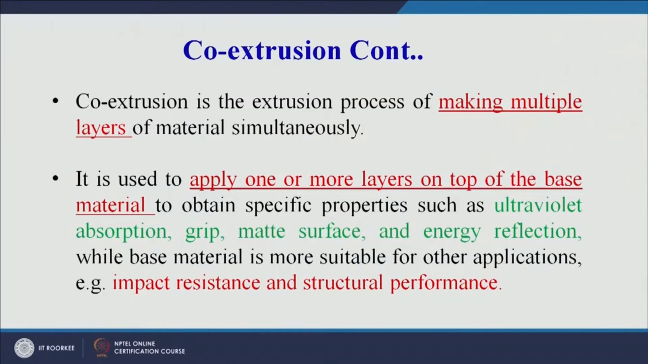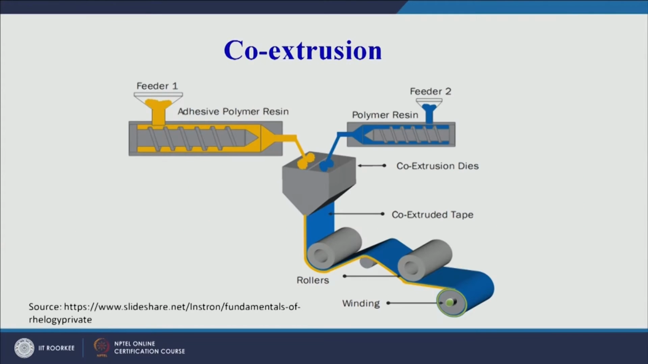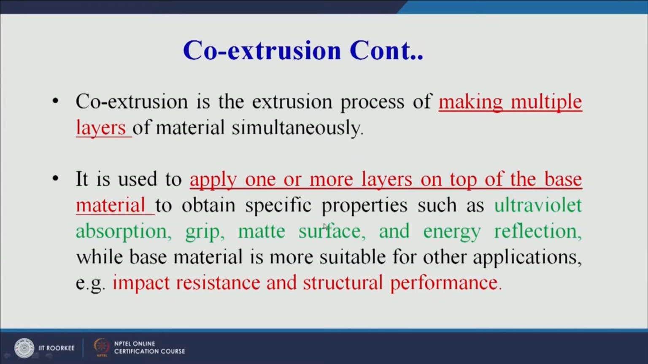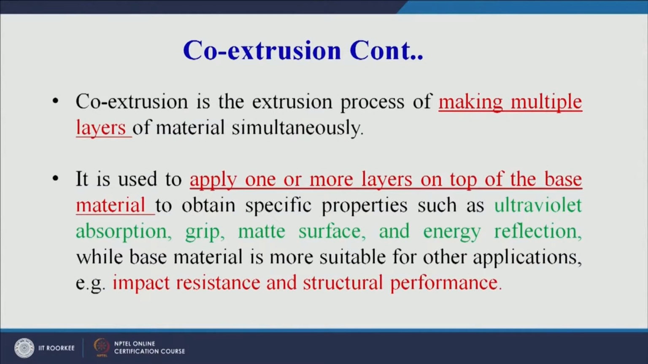Co-extrusion is the extrusion of making multiple layers of material simultaneously. If you see the diagram, there are two layers, one is a yellow layer, another one is a blue layer. The same thing is explained in the next slide, that is, co-extrusion is the extrusion process of making multiple layers of material simultaneously. It is used to apply one or more layers on top of the base material. In our case, the base material can be the blue polymer and the coated material can be the yellow polymer to obtain specific properties.